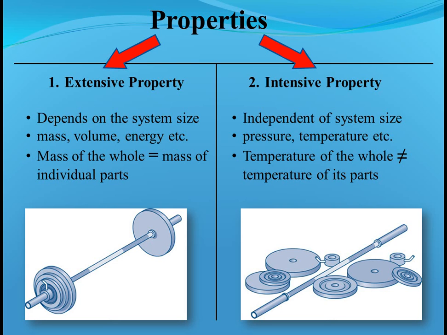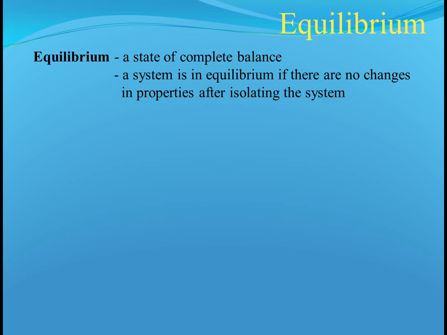So the temperature of the whole is not equal to the temperature of its parts, right? If we have 10 weights that are 50 degrees each, the total temperature of all those weights is not 500 degrees, right? They're all 50 degrees. Same with, you could imagine, if there were atmospheric pressure acting on the weights. The pressure is not additive for the multiple weights. Okay, so that's extensive properties versus intensive properties.